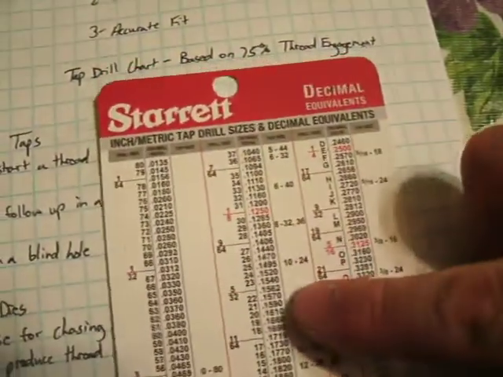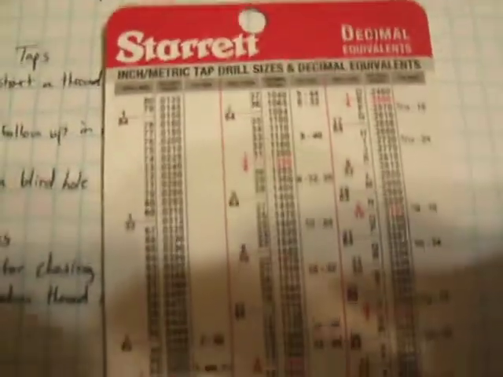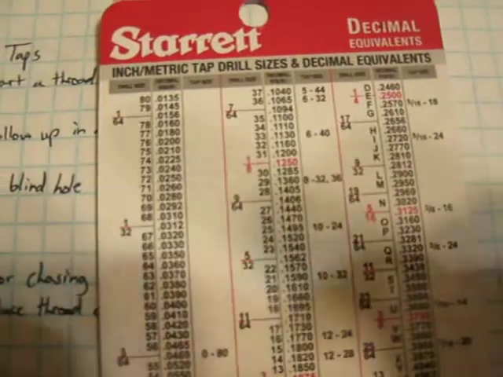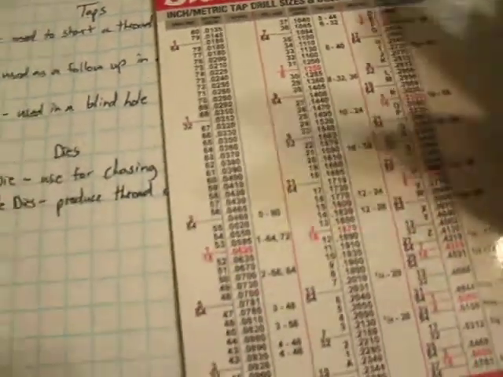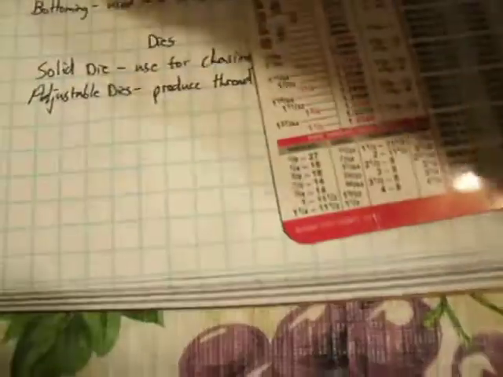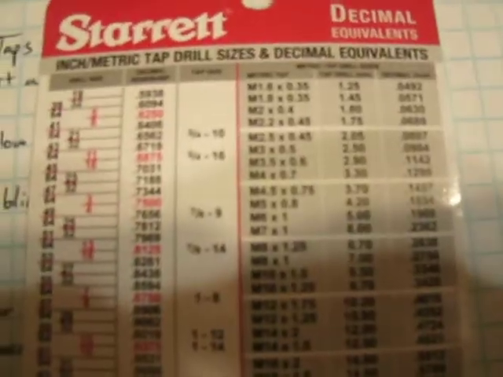Now, this Starrett tap drill chart is about the handiest thing to have. It's got just all kinds of information on it if you know how to use it and read it. On the back here, it's got your metric threads, and then it's got your pipe thread sizes and all that, and it goes up to 1.5 inches.